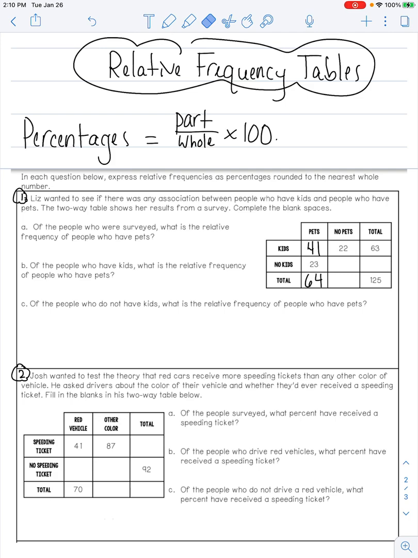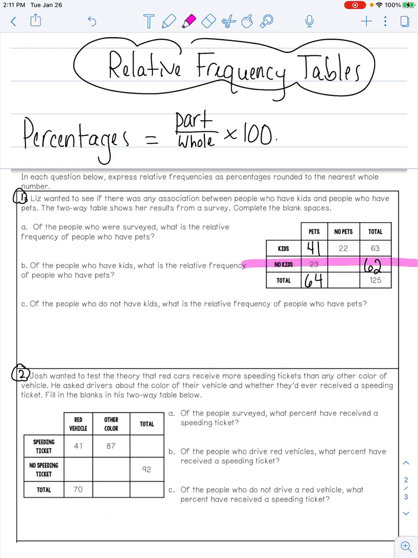I still can't fill in the no pets column. I have too many missing pieces. So I'm going to look at the total over here. I have the absolute total, which is 125, and I'm going to subtract 63 to find that missing piece, and that's 62. Now I have something that I can use to help me find the other two pieces, or the missing parts.